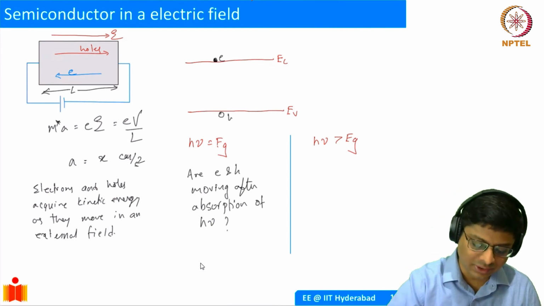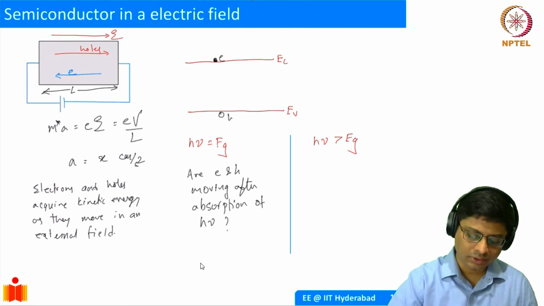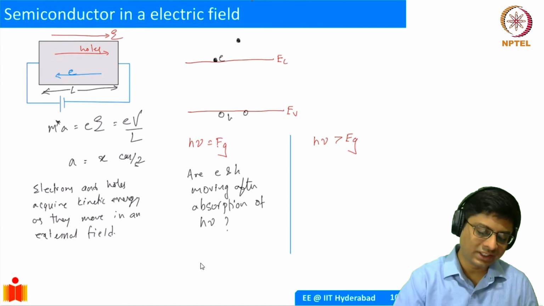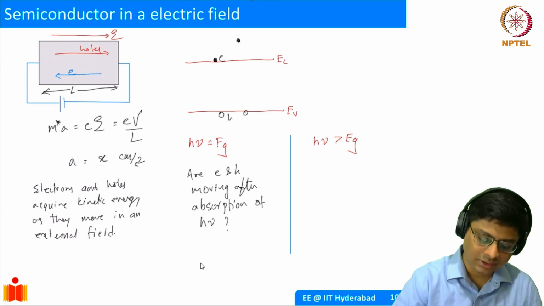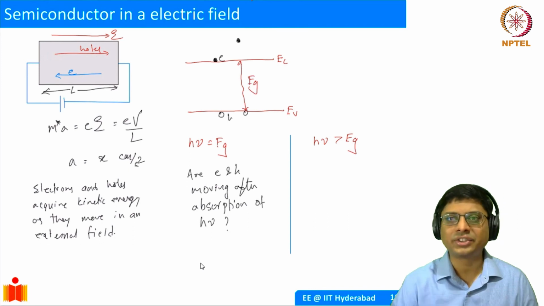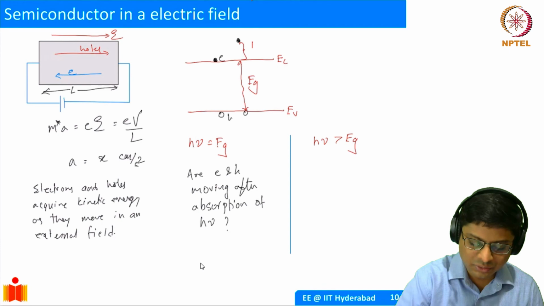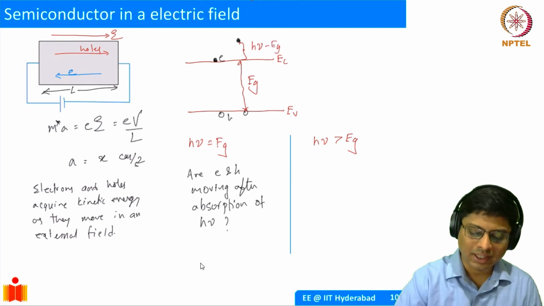Initially, the electron was here. You took the electron from the edge of the valence band, and you broke the bond. So basically, you have an electron-hole pair, but then it goes deeper into the conduction band. The reason is you have this additional energy. Eg energy was spent in breaking the bond. The additional energy is going to be hν minus Eg, and that is the amount of energy it got, which we will call kinetic energy.